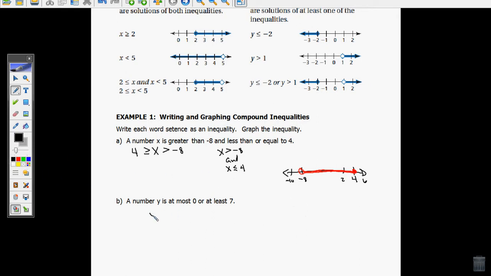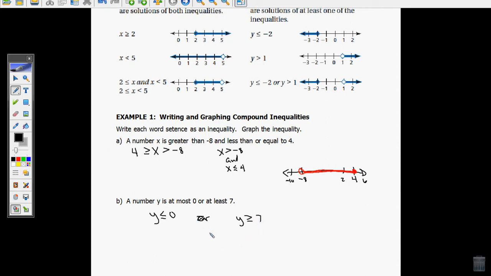A number y is at most 0 or at least 7. So at most means that y is going to be less than or equal to, because it can't be any more. It has to be at most 0. And then at least means greater than or equal to, because it can be more, it can't be less than 7. It has to be at least 7.